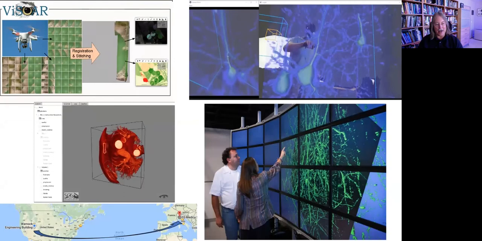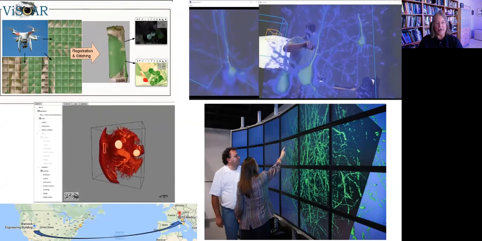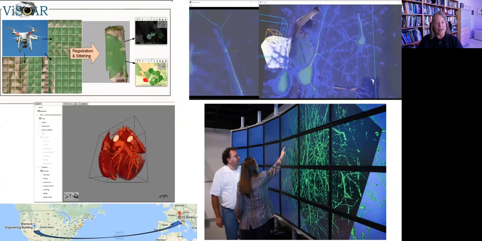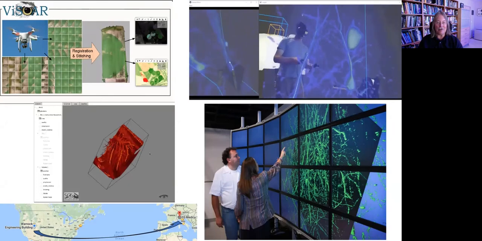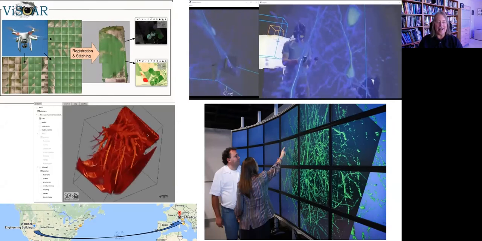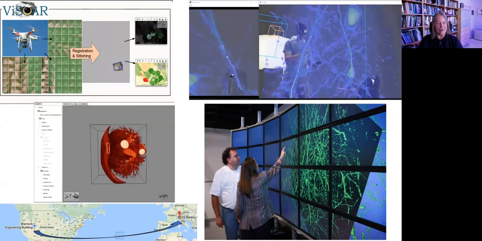Here are some more applications of the system. It's called VISUS, V-I-S-U-S. On the upper left is drones flying in large agricultural fields and being stitched together as they fly through the fields, so that they can do analysis of these. So he's working with over 100 farmers now and deploying these drones in these big agricultural fields to look at things like watering and pesticides and fertilizing usage.